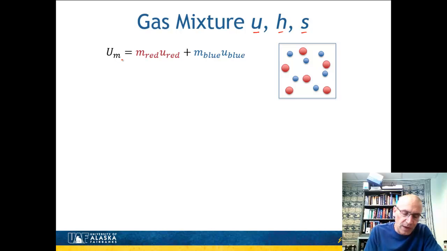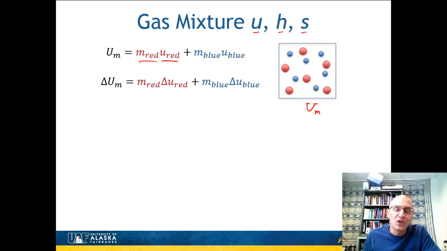The total internal energy of a mixture, which I'm denoting as capital U sub m, is an extensive internal energy. We just sum up all the energy of all the red molecules and all the energy of the blue. I can break that down into the mass of the red particles times their specific internal energy, so this is the energy per mass. And then I'm just going to add the blue, and I can do that for each constituent that I have.